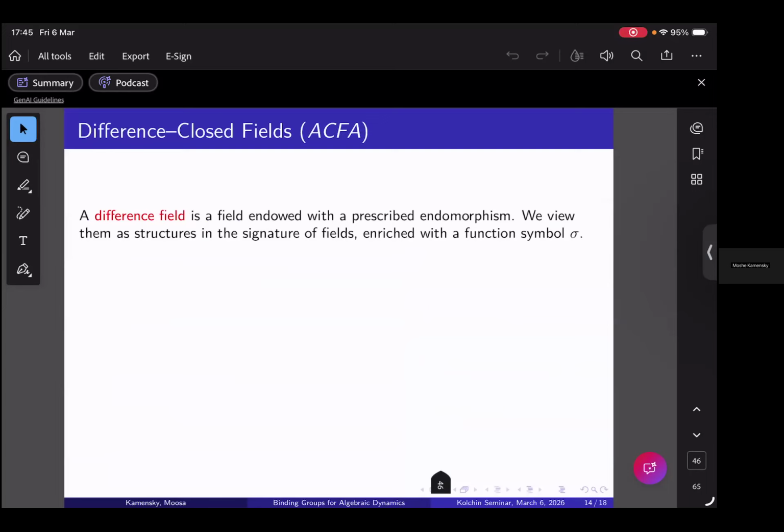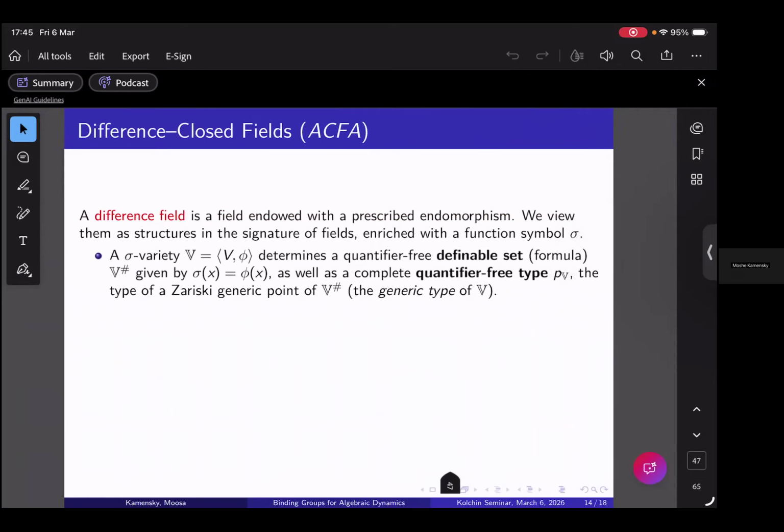So what is the model theoretic setup? We look at difference fields, and we consider them in the language where we add a symbol for the automorphism. Once we have a sigma variety, we can associate to it a formula, or a quantifier-free formula, which we think of as a definable set. Namely, I just say sigma of x is equal to phi of x. So this is some formula.